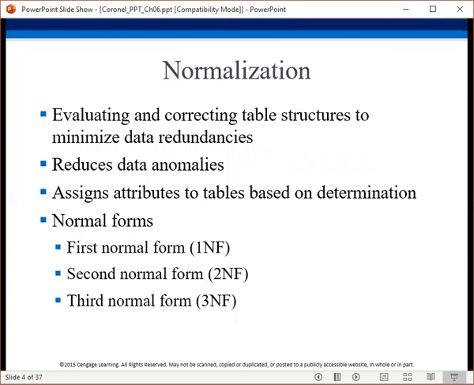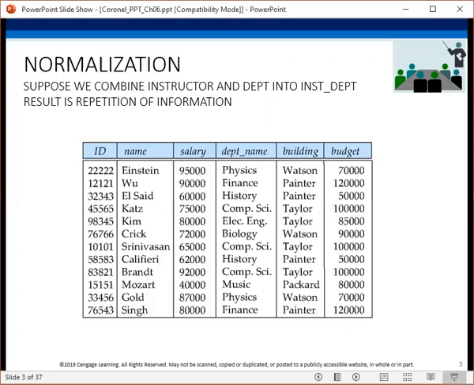So although instructor ID determines all other fields, a non-key attribute, which is department name, also determines a subset of the fields. And this indicates that there are embedded themes in the table. And our approach to correct this problem is to decompose.